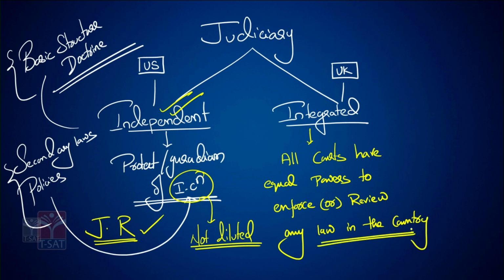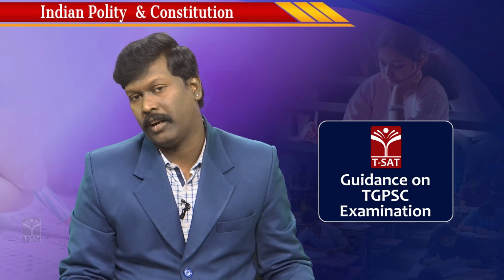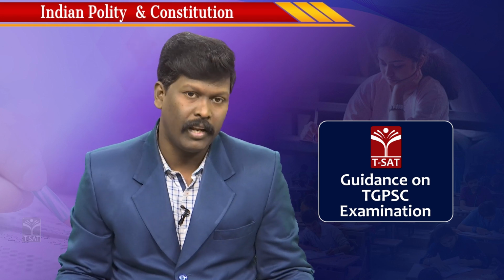In India, all the courts have equal power to enforce and review any law in the country. We have a hierarchy of the judiciary. What is that hierarchy of the judiciary? We have the Supreme Court, the high courts, and the subordinate courts. All the courts in India have equal power to enforce all the laws in the country and review all the laws in the country. That is called your integrated judicial system.